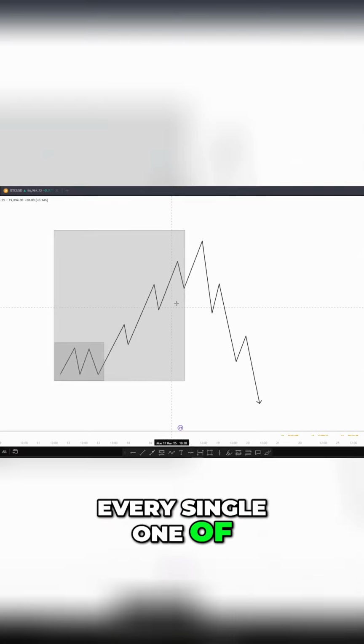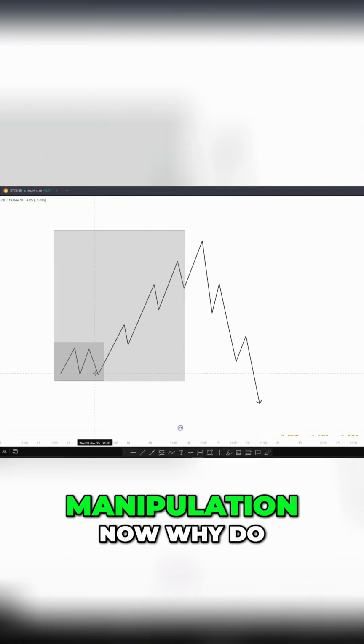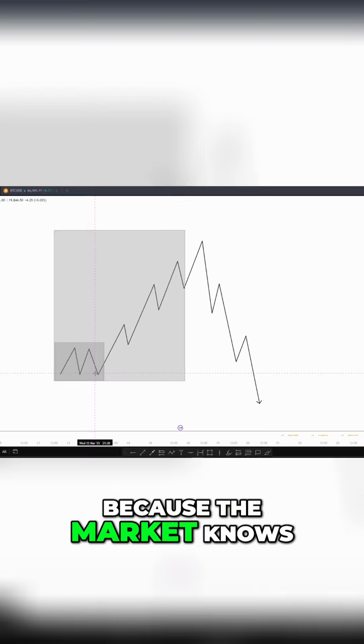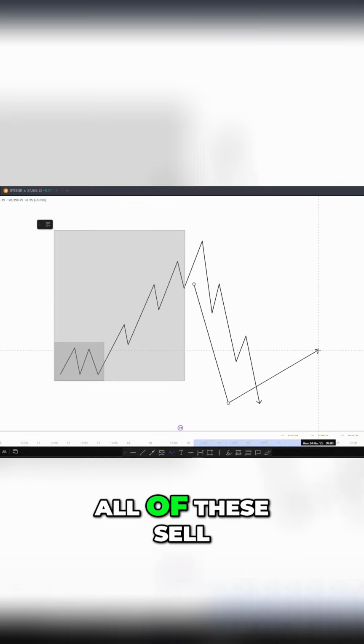Every single one of these lows is a manipulation. Now, why do you think the whole left side of the curve is a manipulation? Well, the answer is because the market knows it wants to come back down underneath all of these sell stops that's made. So what is the market doing? It is engineering sell side liquidity.